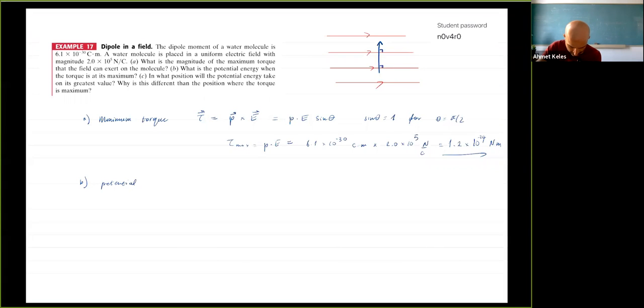So B, what is the potential energy when the torque is at its maximum? Potential energy at theta equal to pi over 2. I think we just found it: minus P dot E. And if these are perpendicular, this is 0, right? Since P is perpendicular to E. And there's a follow-up question. In what position will the potential energy take on its greatest value? And why is this different from the position where the torque is maximum?